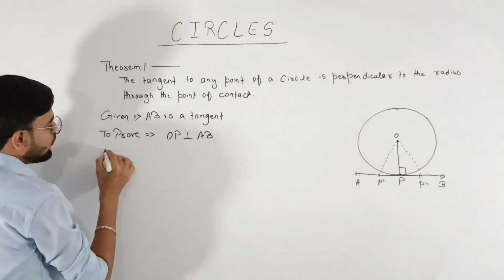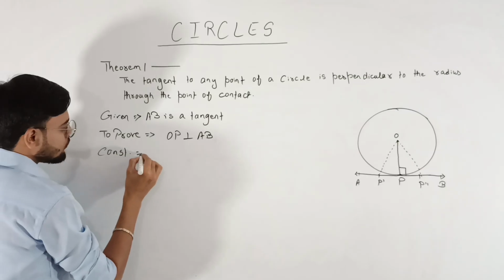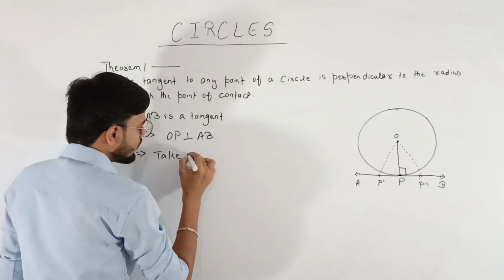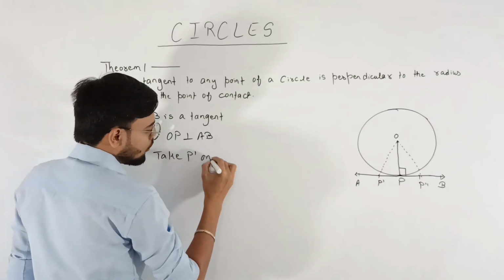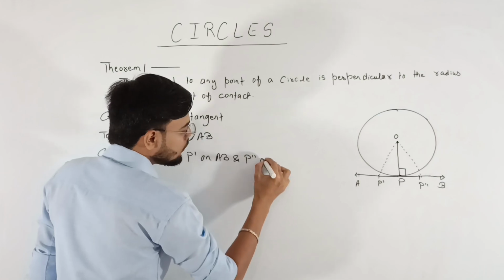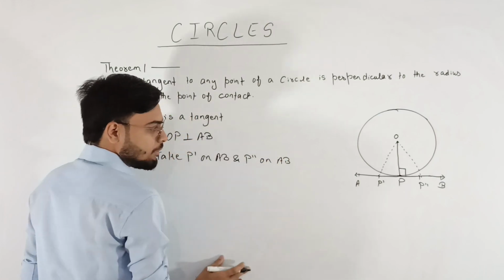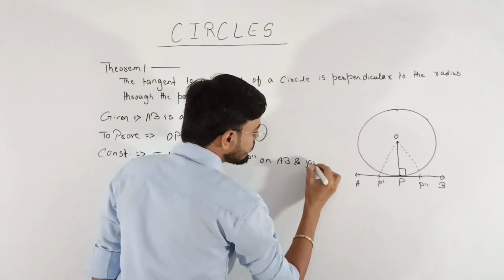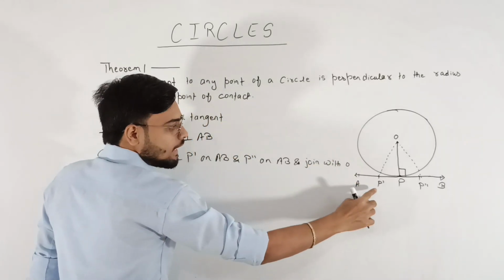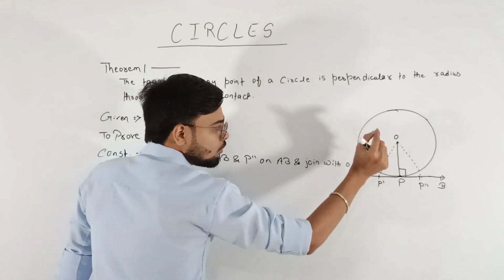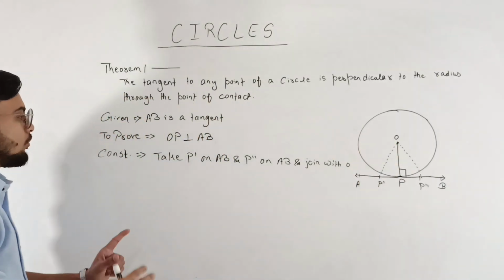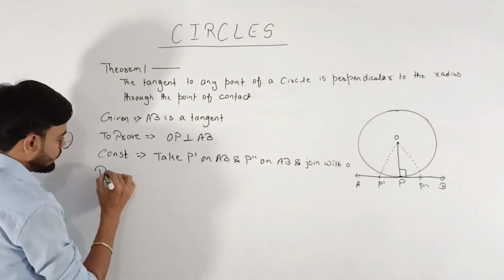Now for this we have to do some construction. For construction, what I do, I take point P dash on AB and point P double dash on tangent AB and join with O. This is my point P dash and I join this point P dash with center O. Then again this is my P double dash and I join this point with center O. Now we move towards our proof.